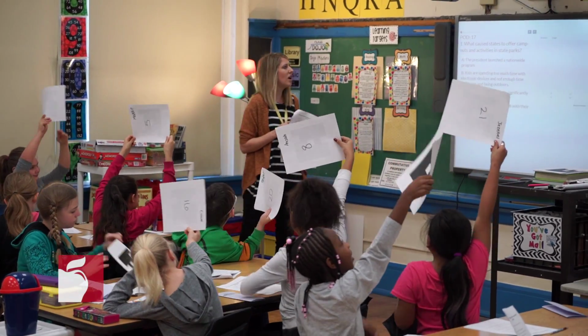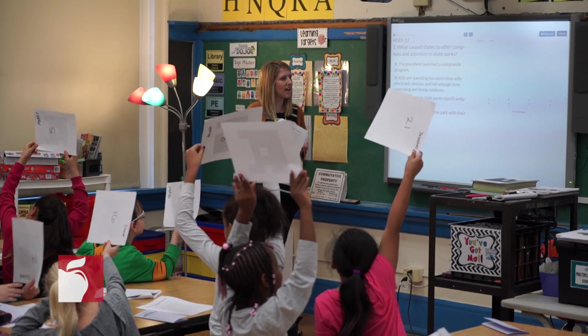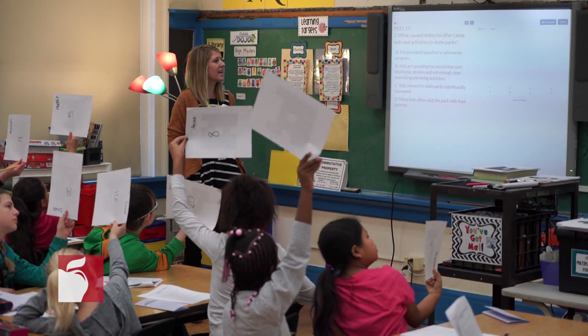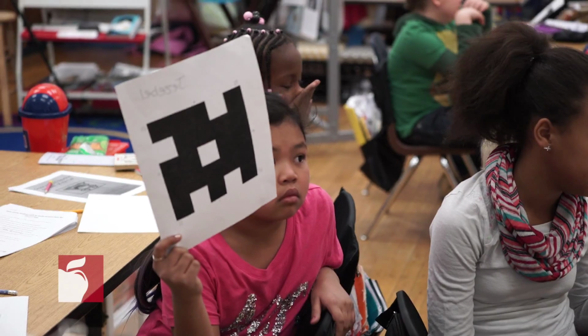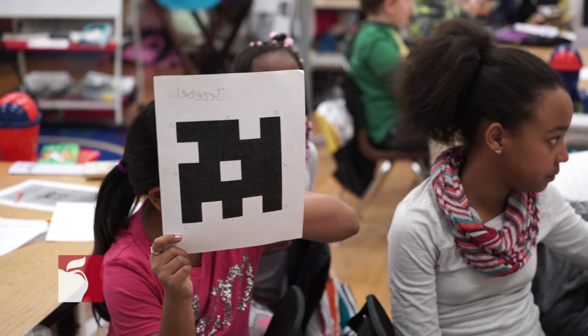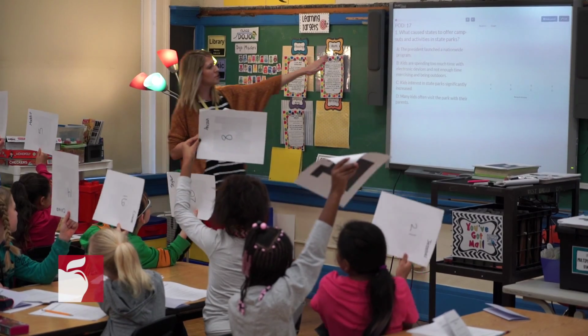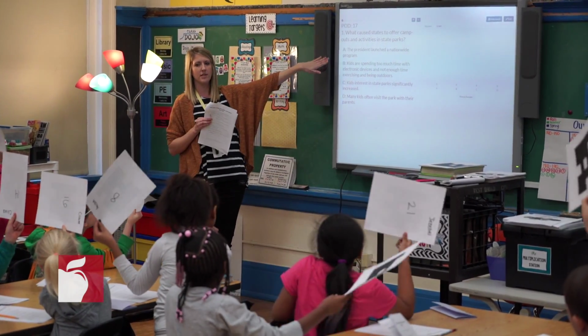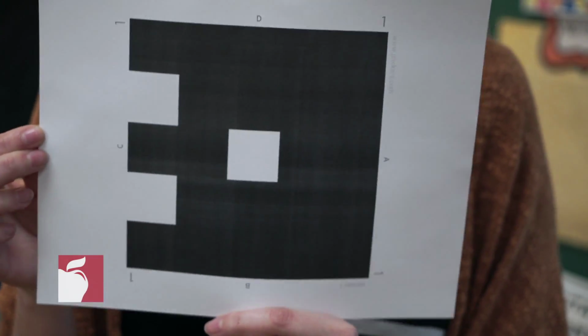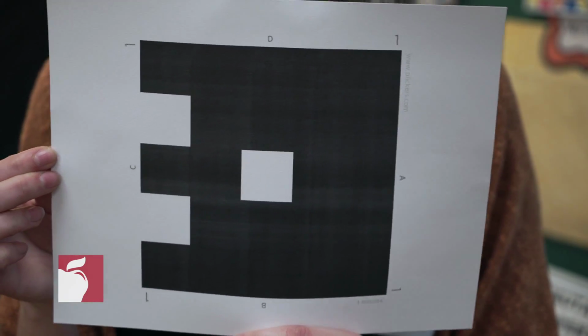So question number 1 says, what caused states to offer campouts and activities in state parks? So what caused states to offer campouts? So basically what it is after you create an account, each student is assigned a number and they are given a Plickers card that matches their number.